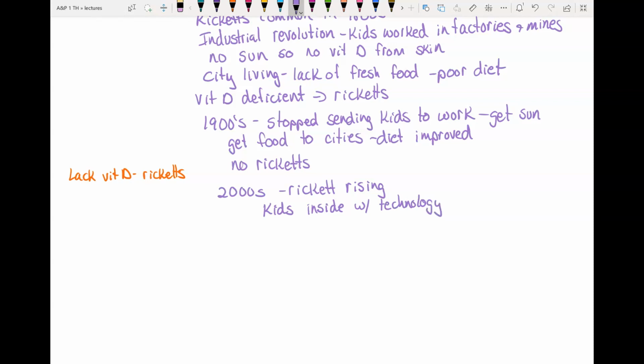And we have lots of junk food. Kids would rather have a Pepsi than a glass of milk. So the combination of choosing junk food and choosing to be inside and play on technology is once again making kids vitamin D deficient and causing rickets.